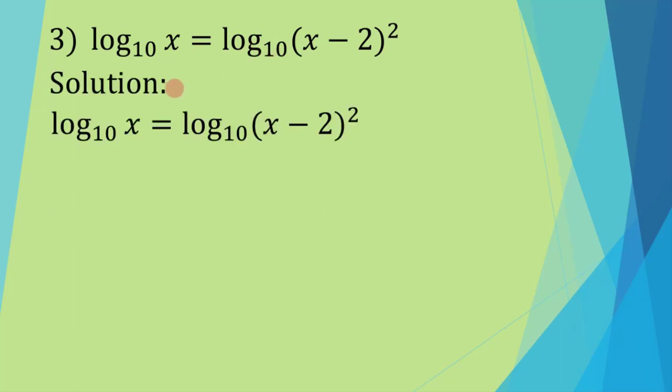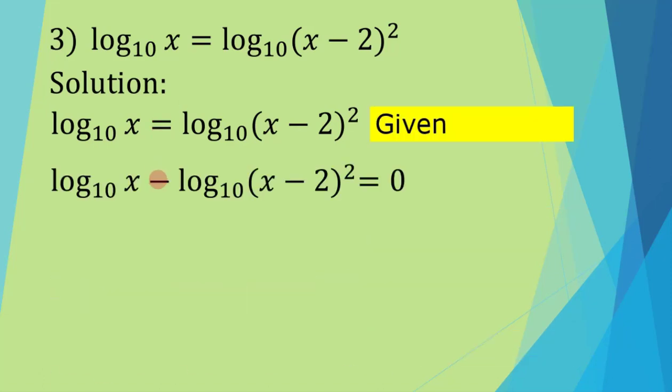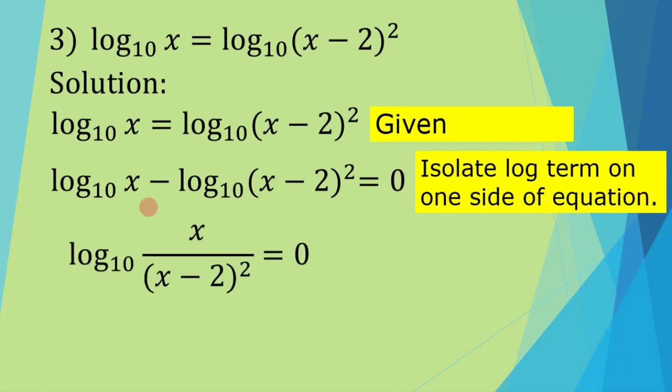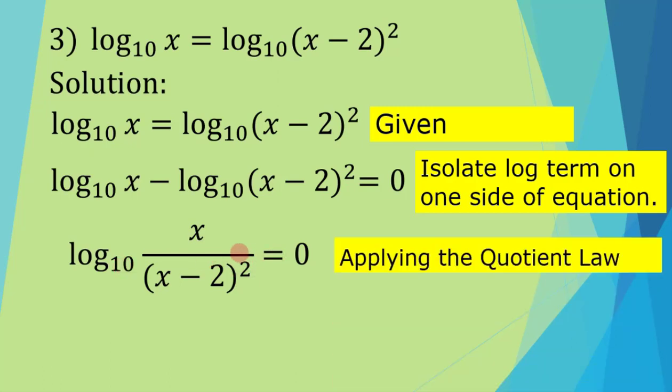Solving for x, we copy the given. Then we have a minus sign, making the right-hand side 0, so isolating the log term on one side of the equation. Now, since we have the minus, you can put them under one log, and this is equal to x divided by the quantity x minus 2 squared to the base 10, and that is equal to 0. So applying the quotient law.